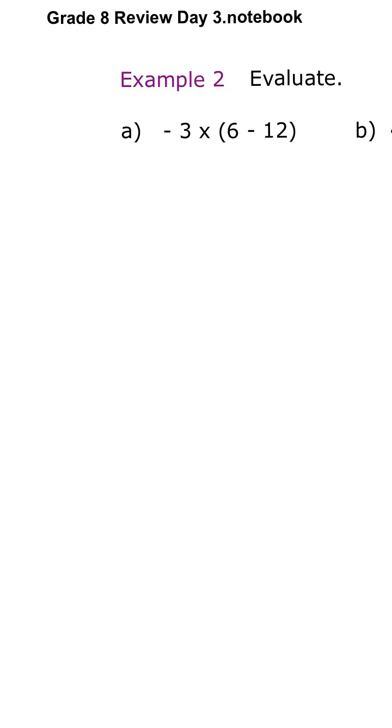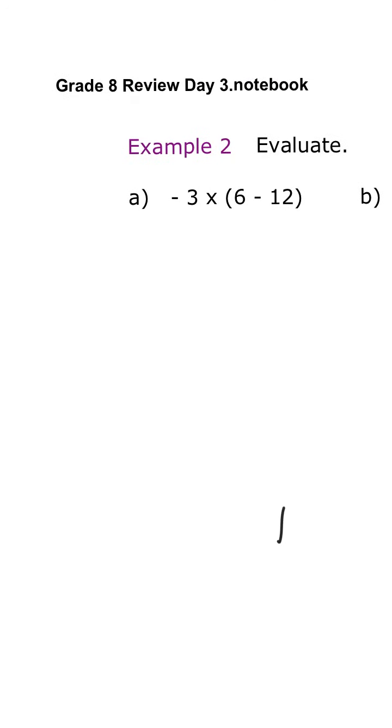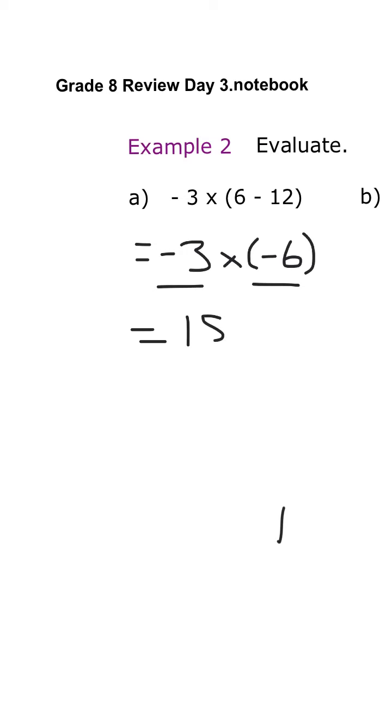So negative 3 times (6 minus 12). Sorry, we're going to do this. We're going to start with what's inside the brackets. Okay. So 6 minus 12 is going to give us a negative value. And this is where you have to remember some of those integer rules. Notice we have 2 negatives. So when 2 negatives multiply, they're going to become a positive. So we end up with positive 18 as our answer.